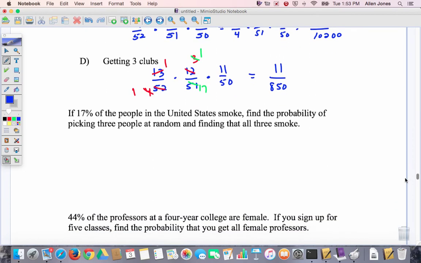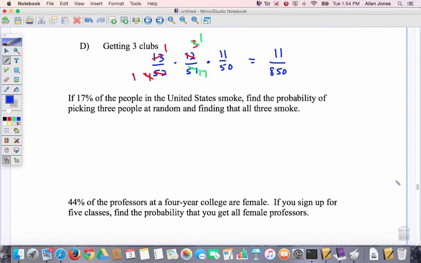Okay, so our first 4 problems were dependent events. Moving on here, 17% of the people in the United States smoke. Find the probability of picking 3 people at random and finding that all 3 smoke. I'm going to go a little bit different route here. I'm going to show us 3 blanks. We're going to pick 3 people at random.